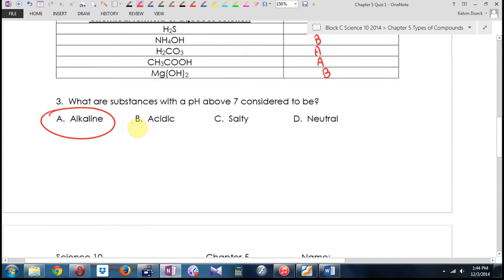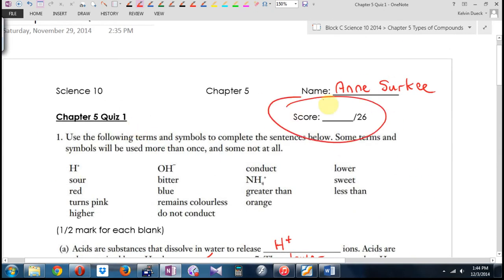Can you give yourself, please, a total score out of 26? Make sure your name is on them. Pass them in. If you didn't do it, you got some homework.